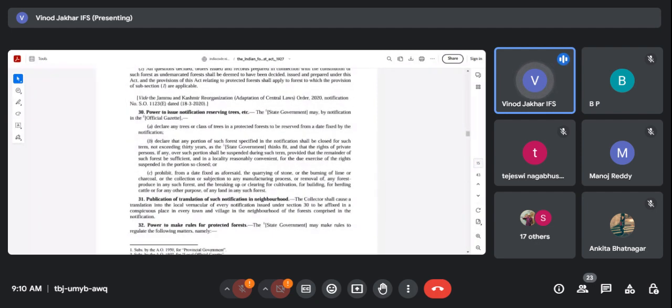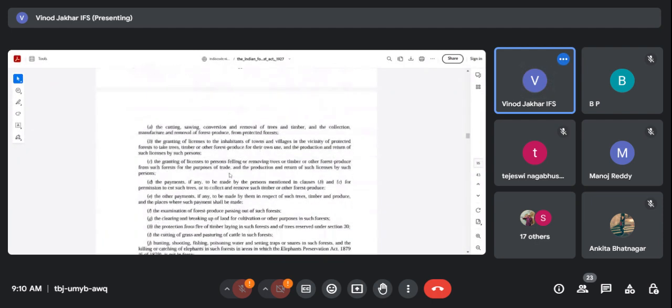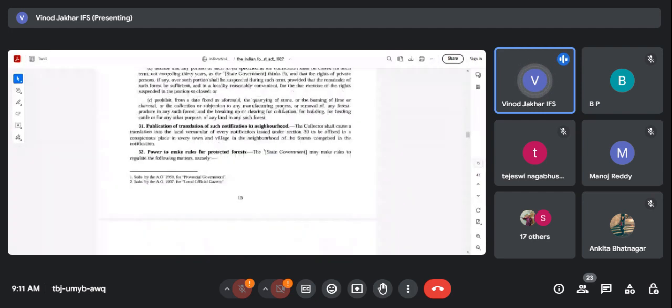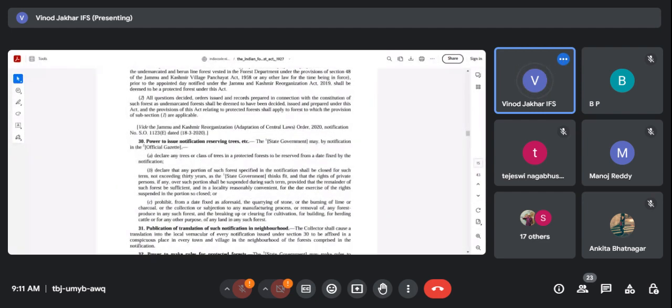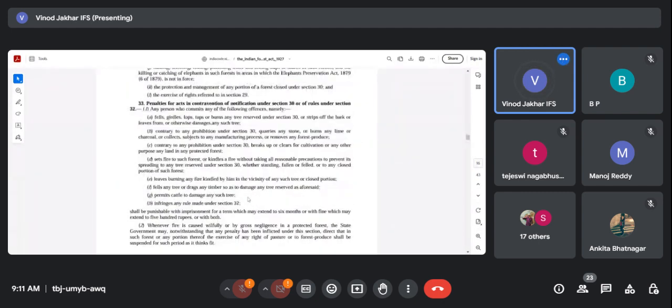What the government can do is reserve certain trees. If trees are important, they can reserve that these and these trees are reserved and you cannot cut them. Otherwise, the rights are not completely extinguished. Here also there are penalties, but only for the contravention of Section 30. What is Section 30? Power to issue notification reserving trees.